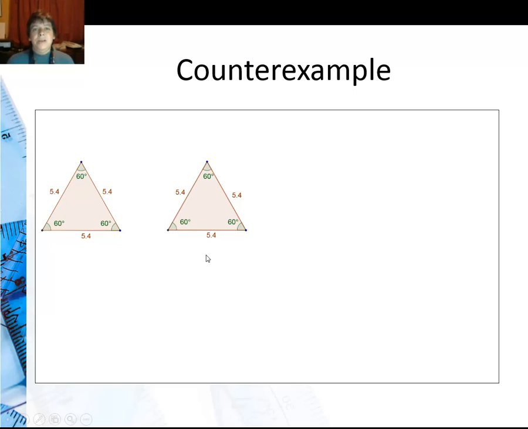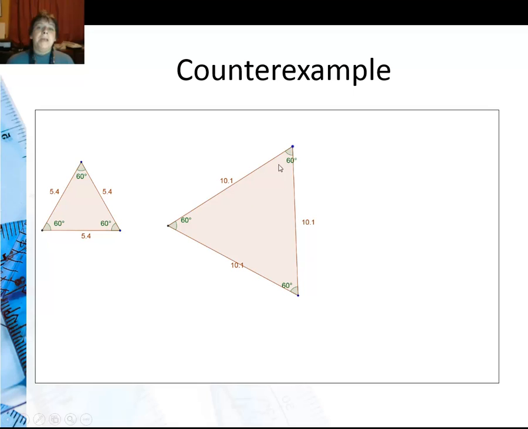So these two triangles are congruent, and definitely all the angles match. But if I take this point here and make it bigger, you can see that my equilateral triangle here still has matching angles, but the sides don't match anymore. I could have done a scaling triangle as long as I kept the angles the same, but I think it's really obvious for equilateral triangles. Not all equilateral triangles are congruent, even though all of their angles match.